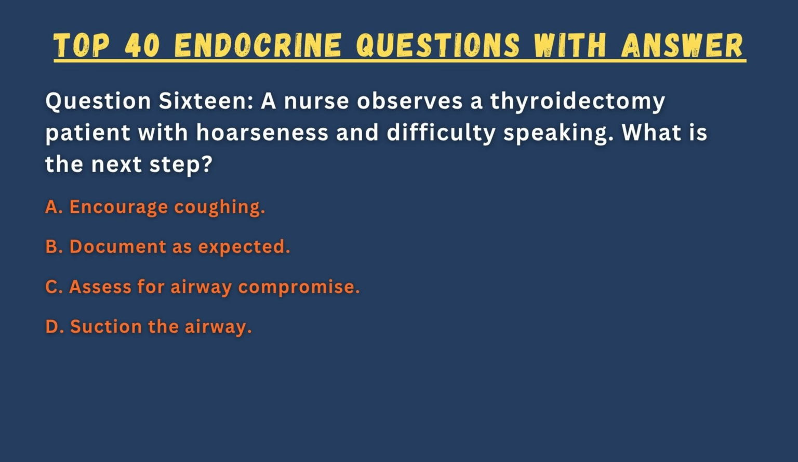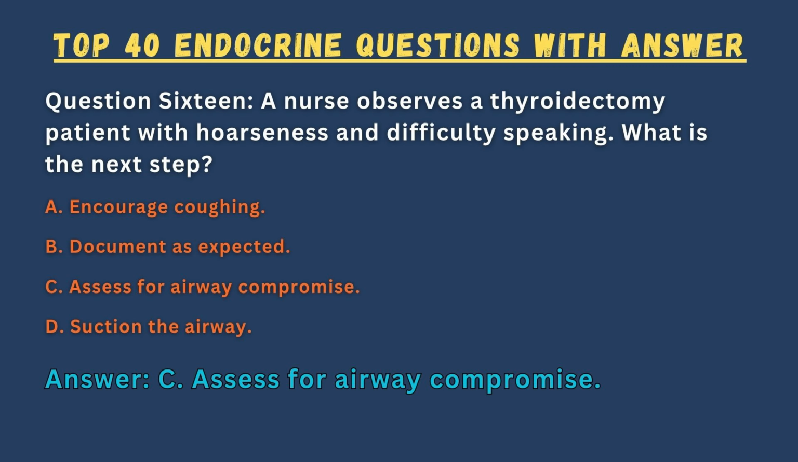Question 16. A nurse observes a thyroidectomy patient with hoarseness and difficulty speaking. What is the next step? A. Encourage coughing. B. Document as expected. C. Assess for airway compromise. D. Suction the airway. Answer: C. Assess for airway compromise.